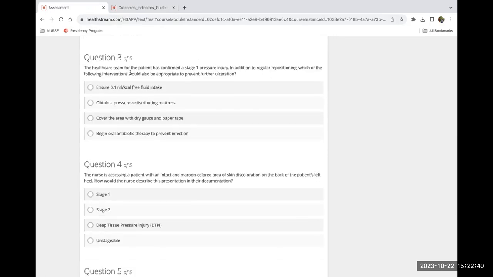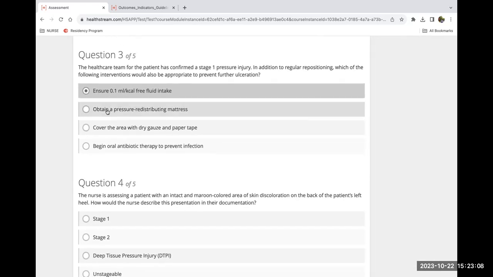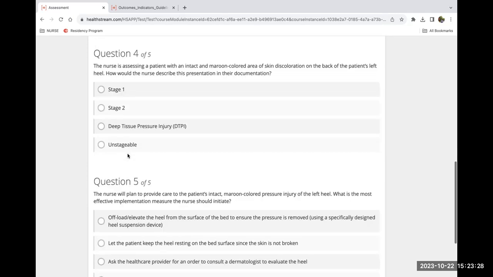The healthcare team has confirmed the stage 1 pressure injury. In addition to regular positioning, which of the following? Obtain a pressure distribution mattress. Cover with dry gauze and paper tape. Begin oral antibiotic therapy to prevent further ulceration.